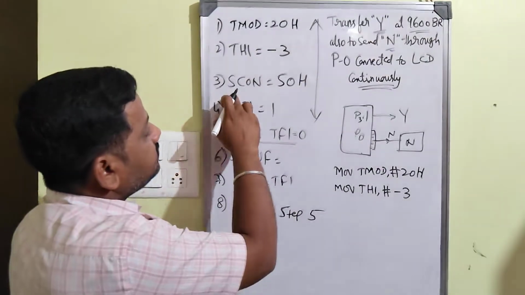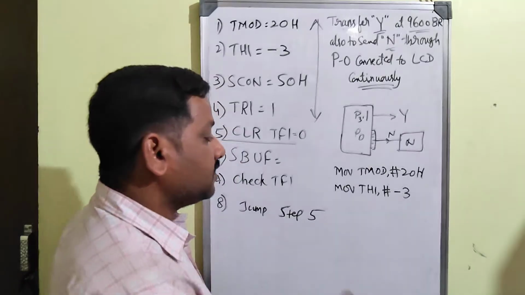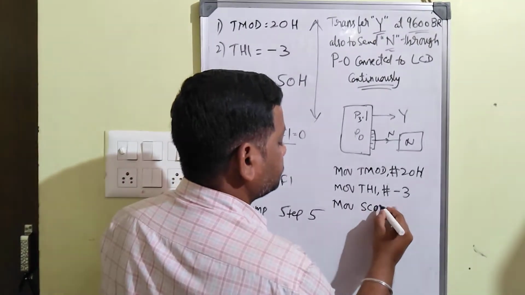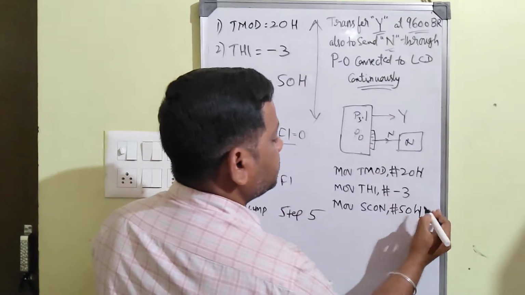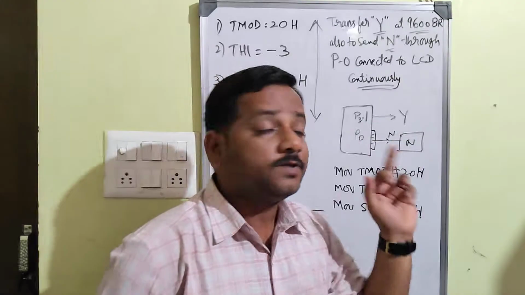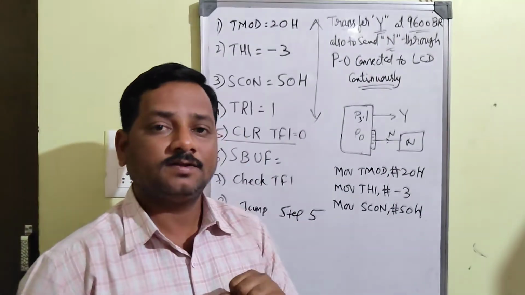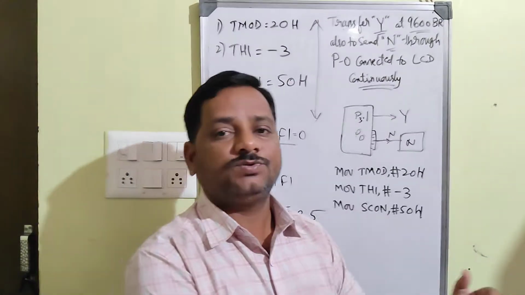And then third step is put 50H into SCON. Again, how to do it? Use the MOV instruction, MOV SCON, #50H. So what is happening here? If I put 50H, we are selecting serial communication in mode 1, and also we are enabling the REN pin. It means it is ready to transfer.